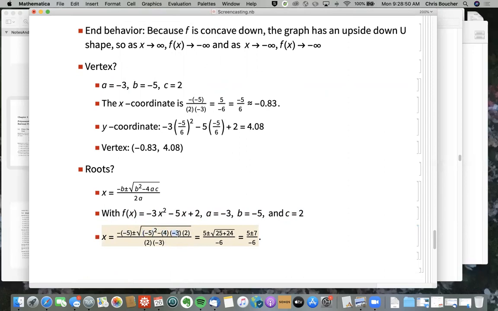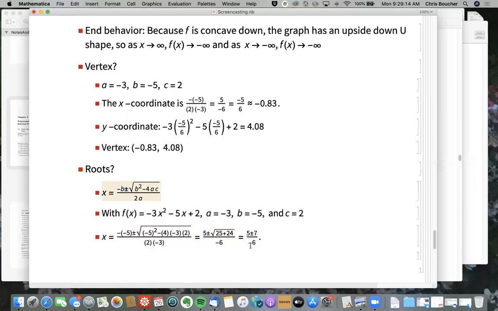4, a is negative 3, c is 2, 2 times a is negative 3. And then there's a lot of computing and arithmetic to do. When you do some simplifying here, you wind up with this expression over on the right. The one thing about the quadratic formula that takes a little getting used to is this plus or minus that's embedded in the numerator.